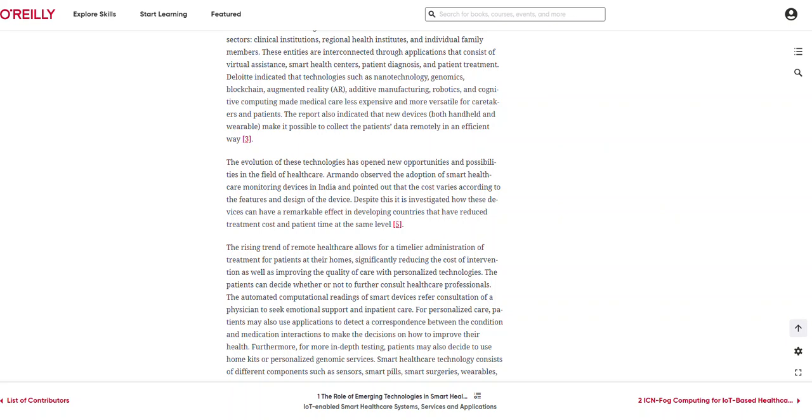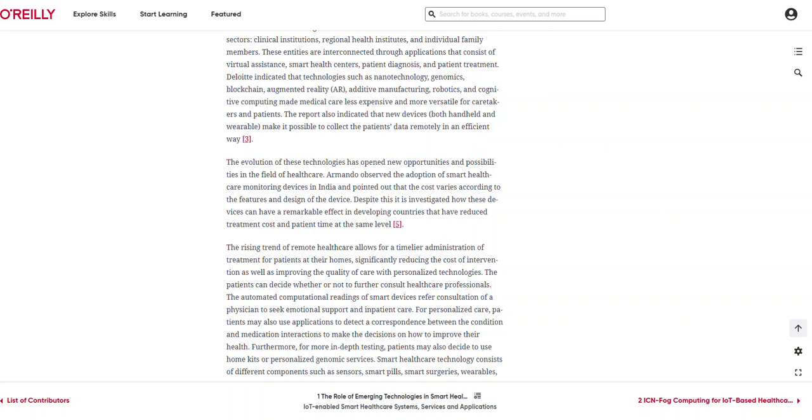Edge computing is also gaining popularity in healthcare IoT. Rather than sending raw data to the cloud for processing, edge devices perform some analysis locally. This reduces latency, preserves bandwidth, and can even improve privacy by limiting data exposure.